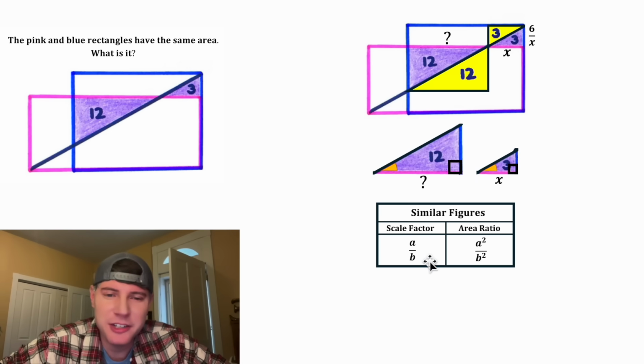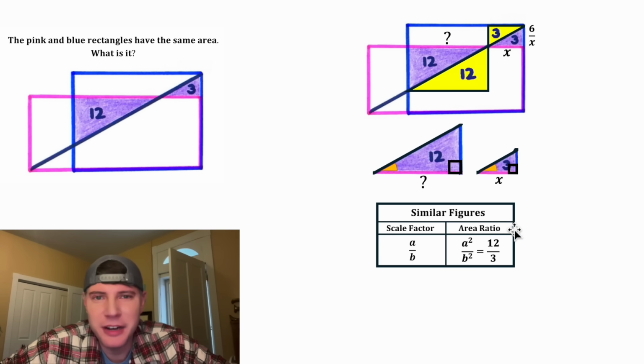If the scale factor is equal to a over b, the area ratio is going to be a squared over b squared. This will be true for all similar figures. So for these two triangles, since we know their areas, let's focus on the area ratio. In the place of the a squared, we can plug in 12, and in the place of the b squared, we can plug in 3. 12 divided by 3 can simplify to 4 over 1.